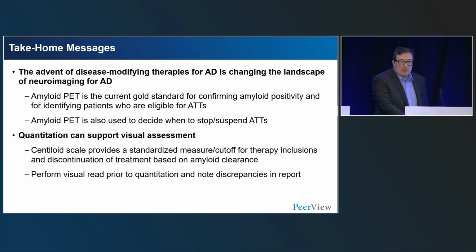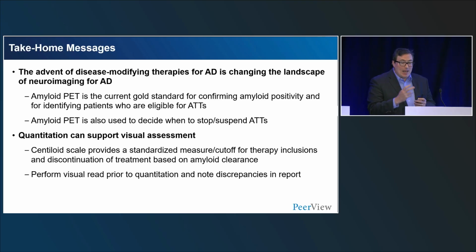So just to summarize, the advent of disease-modifying therapies in Alzheimer's disease has really changed the way we practice neuroimaging in Alzheimer's disease. Amyloid PET is really the standard for confirming amyloid positivity and identifying patients who are suitable for amyloid-targeted therapies, although other biomarkers are important and play a role. Amyloid PET is also being used routinely to decide about continuing or stopping treatment. Hopefully I've shown you quantitation can support visual assessment.